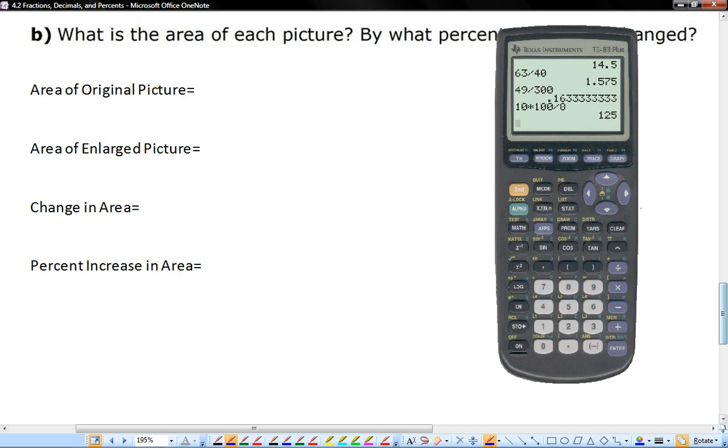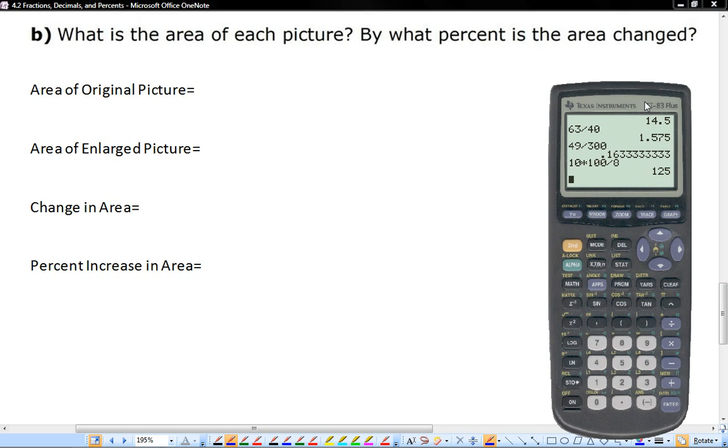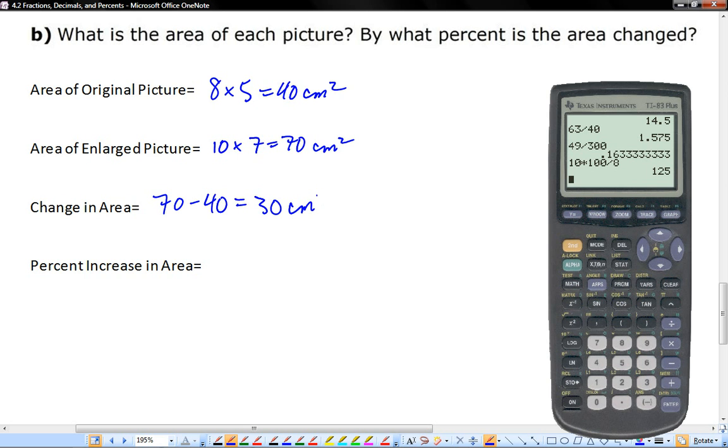And moving on to part B, it's asking what is the area of each picture and by what percent is the area changed. So the area of the original picture was 8 centimeters by 5 centimeters, which is 40 square centimeters. In the enlarged picture, it was 10 by 7, which is 70 centimeters squared. So the change in area is going from 40 up to 70, and so that's an increase of 30 square centimeters.